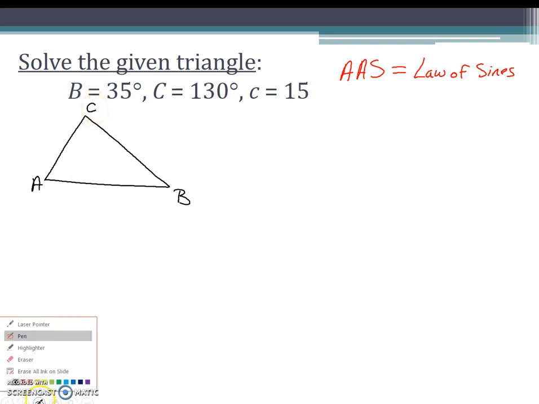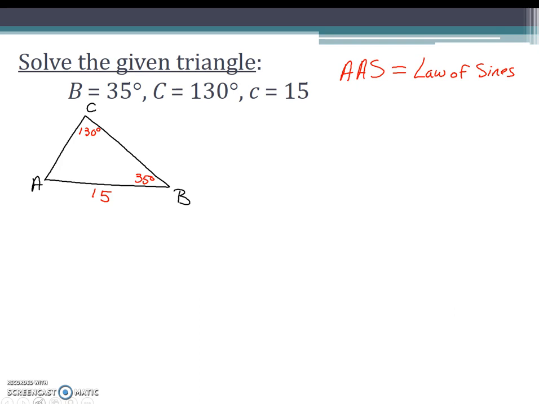As you start to fill in information, what you want to keep in mind is that, especially when you get to this C and little c, the capital C will always represent an angle, and the lowercase c will represent the side length opposite from it. So angle C and little c will be opposite of each other. Now let's get started solving.